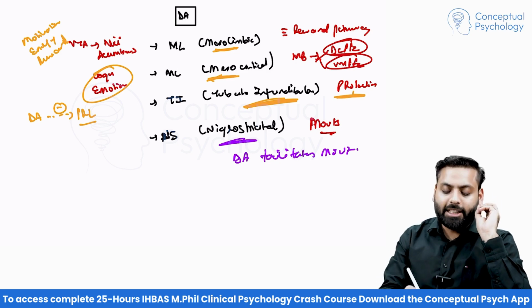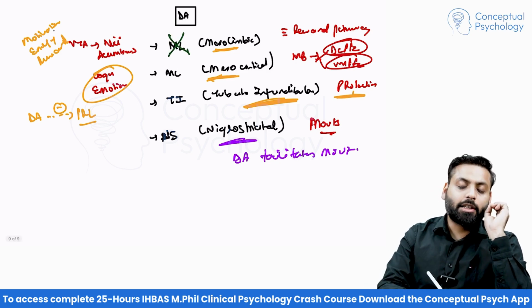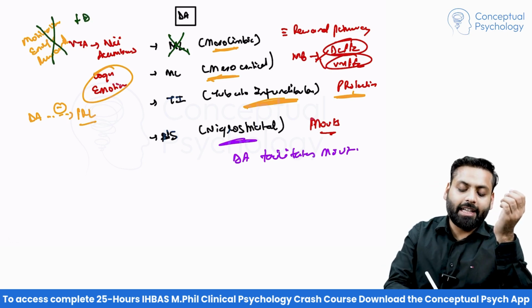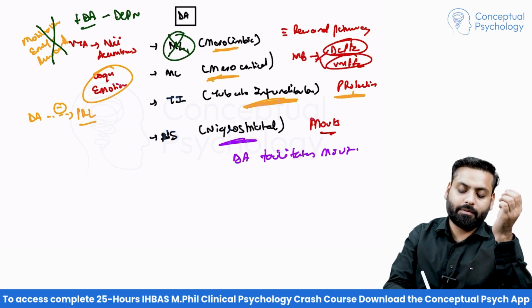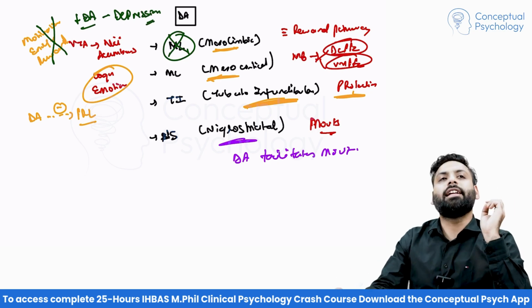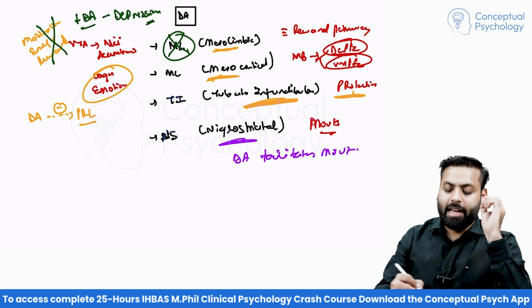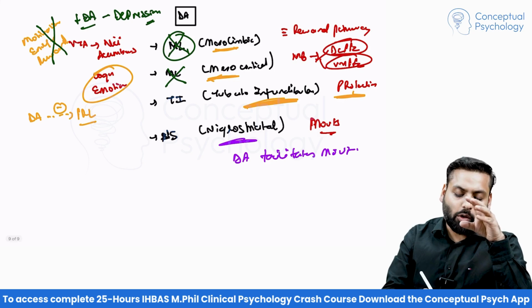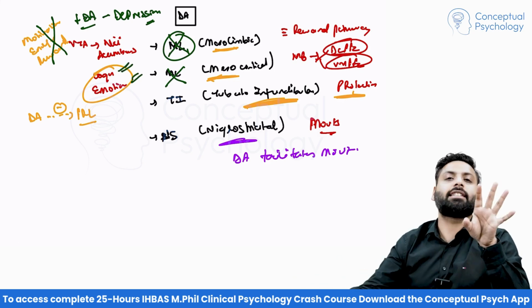Let's say this pathway is injured. The person will not have any motivation, any energy, any reward. So decreased dopamine in this pathway, mesolimbic pathway, can lead to depression. Okay. Then if this pathway is gone, mesocortical pathway is gone, it can lead to cognitive blunting, emotional dulling, etc.